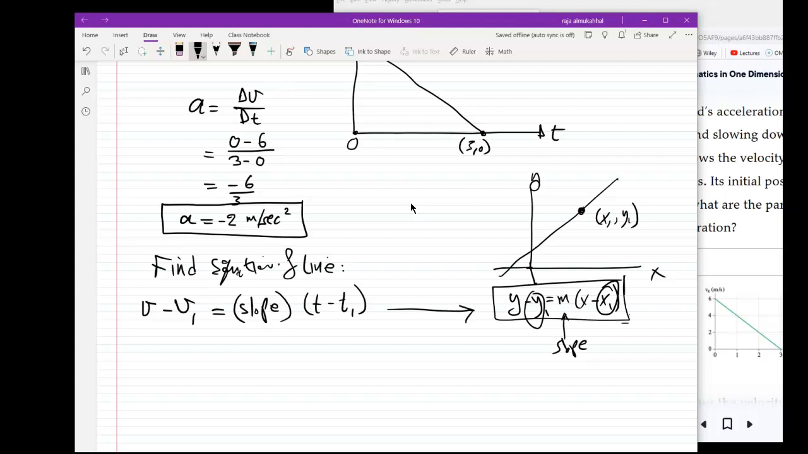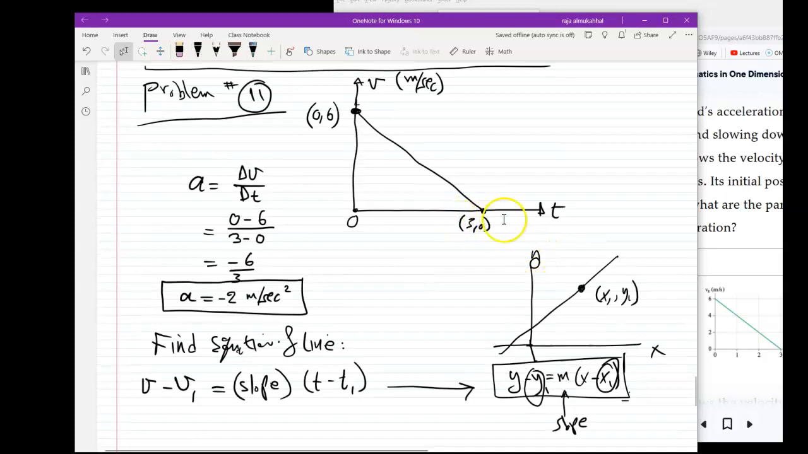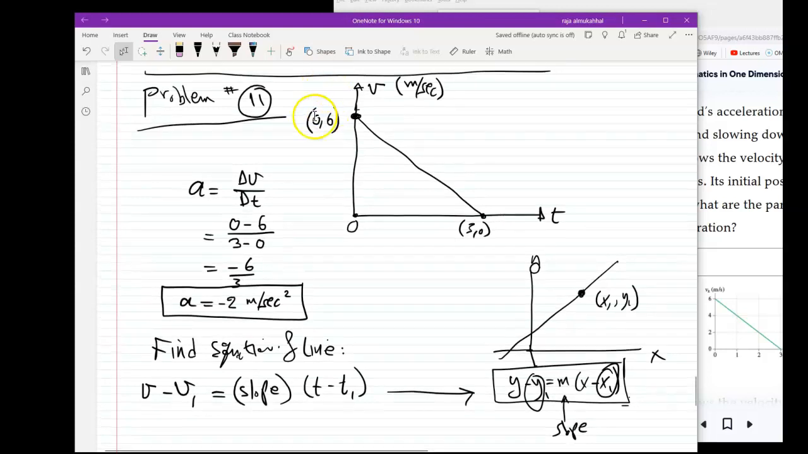It's basic algebra. I'm going to pick one point. It doesn't matter which one; you can pick 3, 0 or 0, 6, and you should get the same answer. I'm going to pick the upper point right here, 0, 6. Remember, the 6 here is v, and the 0 here is the time. And the slope, of course, is the acceleration. Remember that?